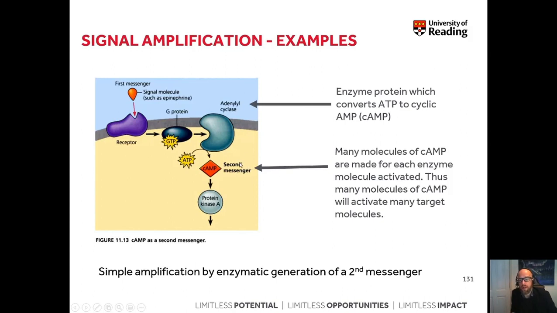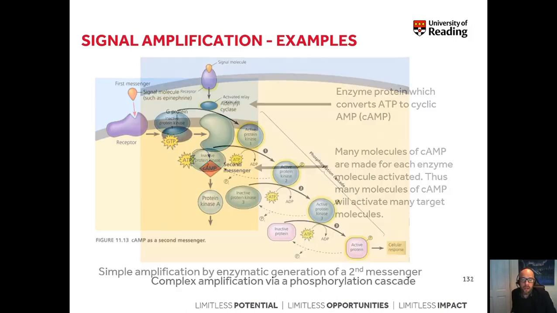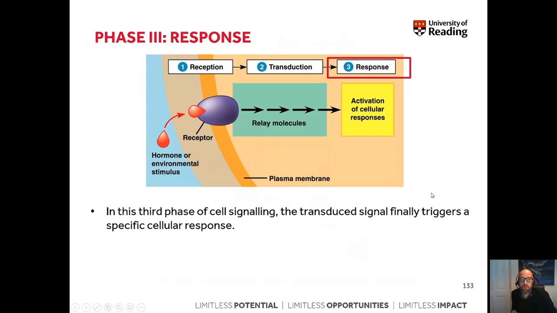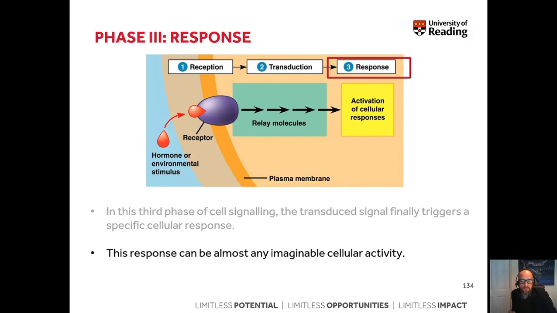This in turn leads to activation of several protein kinases, and another step of amplification is added into the cycle. As you can see here, we can have many kinases that are arranged in a sequential order. So we have signal amplification at each step, leading to a very strong cellular response. So what responses could we end up with? In simple terms, the response can be almost any imaginable cellular activity.